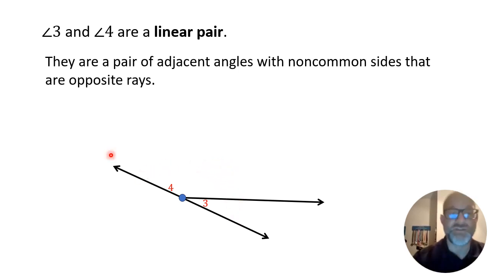Now let's look at the book's definition. They're a pair of adjacent angles, right? We know what that means. With non-common sides that are opposite rays. What happens if you have two non-common sides that are opposite rays? They form a line, and that indicates a straight angle, which is 180 degrees.